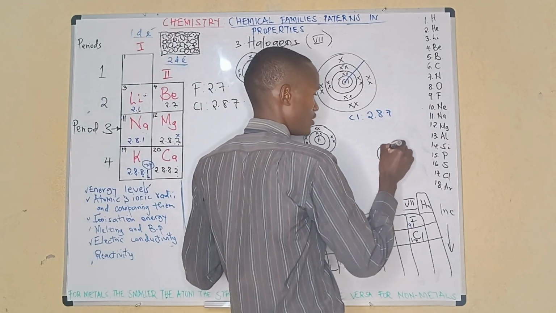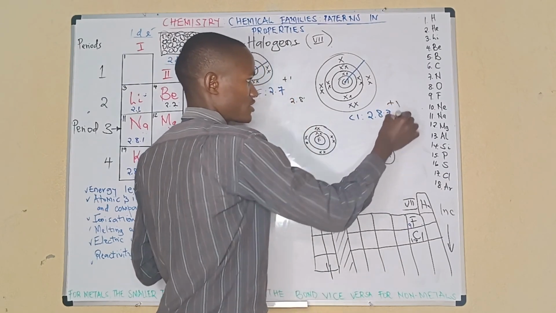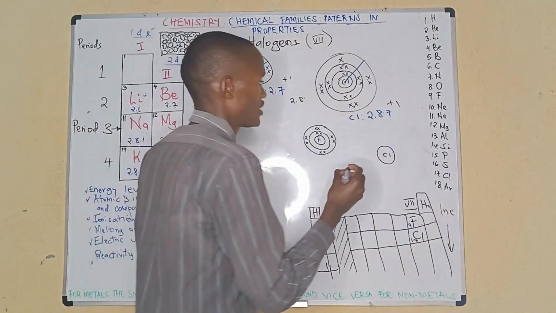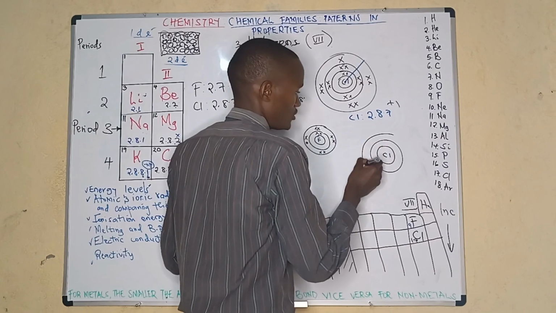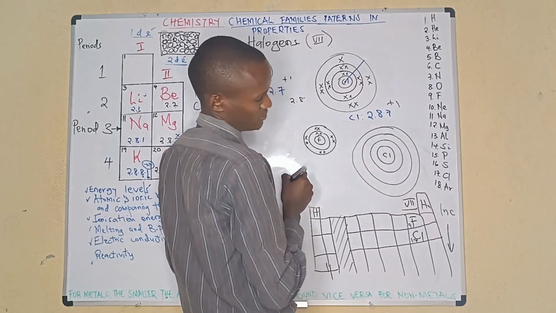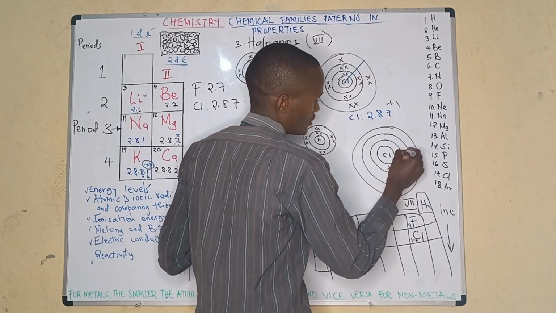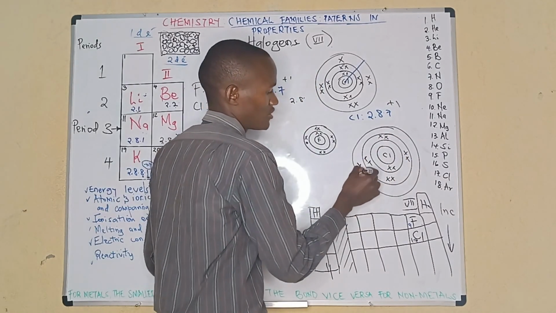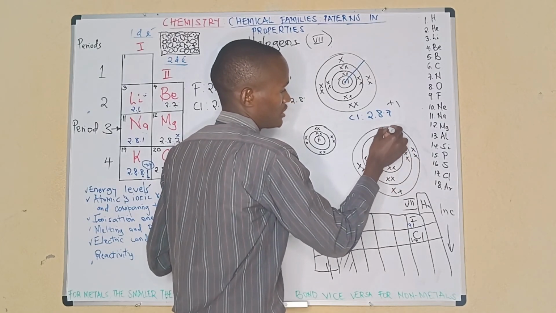Chlorine here. Chlorine gains 1 electron to have a configuration of 2, 8, 8. 2 and then 8. 1, 2, 3, 4, 5, 6, 7, 8, and another 8. 1, 2, 3, 4, 5, 6, 7, and again the electron, 8.